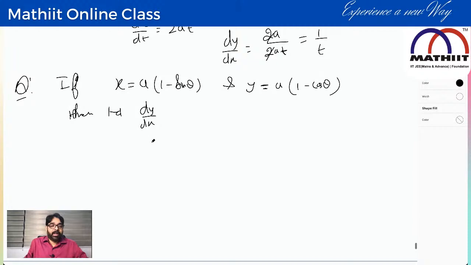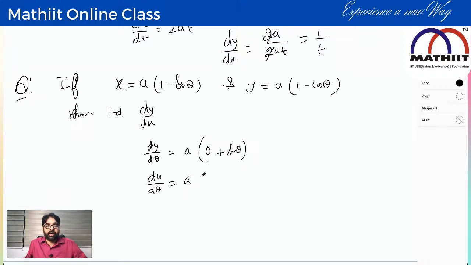So now here, dy by d theta will be what? A into differentiation of this. Be clear, with respect to theta, so this is differentiation 0, and cos theta differentiation is minus sin theta. So minus minus plus, it will become simply sin theta. And dx by d theta will be equal to a into differentiation of 1, which is 0, and sin theta differentiation is cos theta. So dy by dx will be equal to this by this, so tan theta. Sorry, minus tan theta. I hope everybody understood.